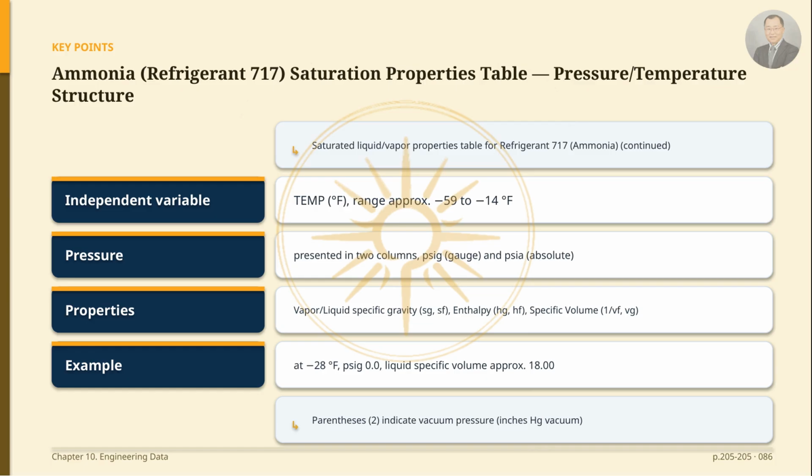Other properties listed include the specific gravity of vapor and liquid as Sg and Sf, enthalpy as Hg and Hf, and the inverse of specific volume as 1/Vf and vapor-specific volume Vg. For example, at -28 degrees Fahrenheit, the liquid side specific volume related item is read as approximately 18.00.